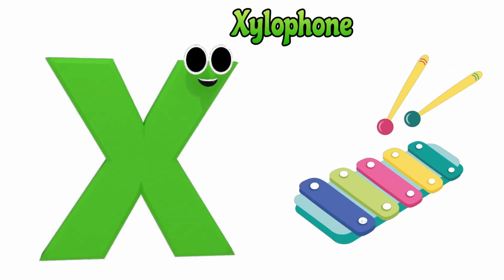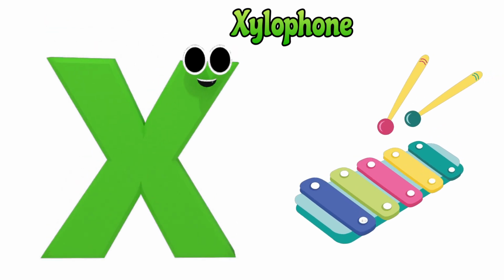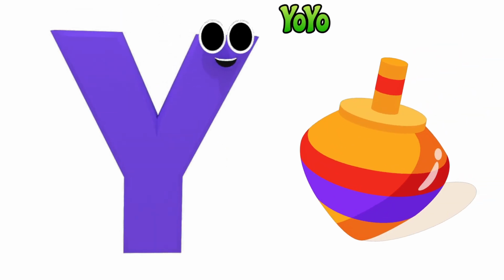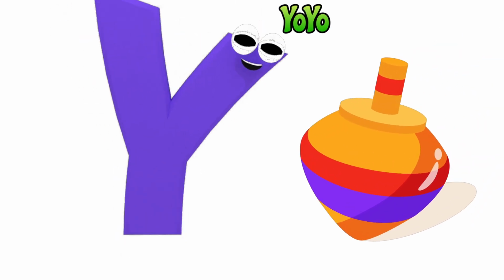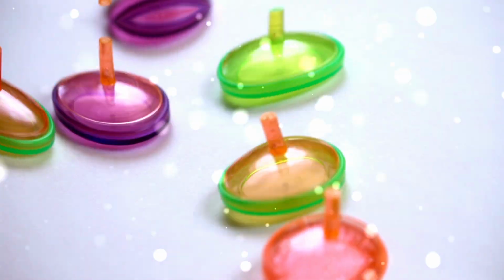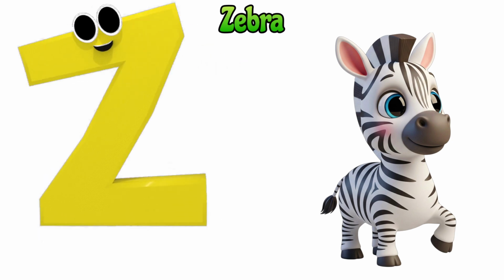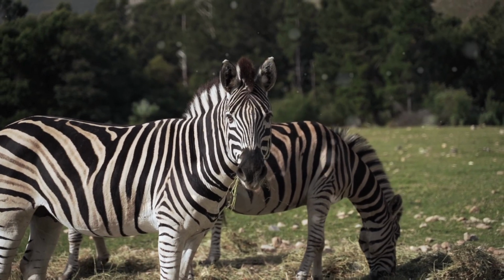X is for xylophone. Xylophone, xylophone. Ding xylophone. Y is for yo-yo. Yo-yo, yo-yo. Spin yo-yo. Z is for zebra. Zebra, zebra. Stripes zebra.